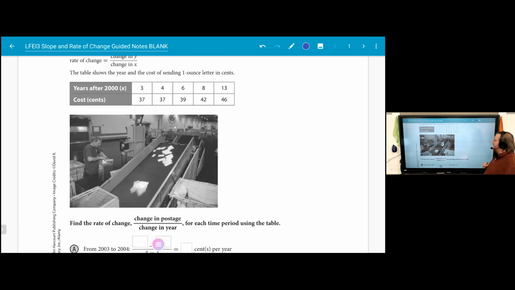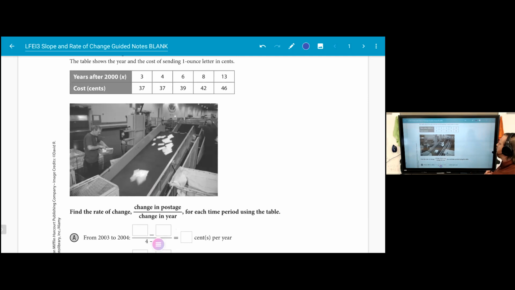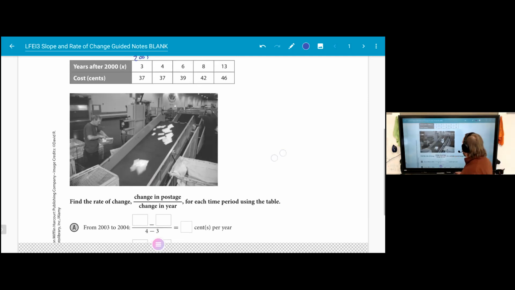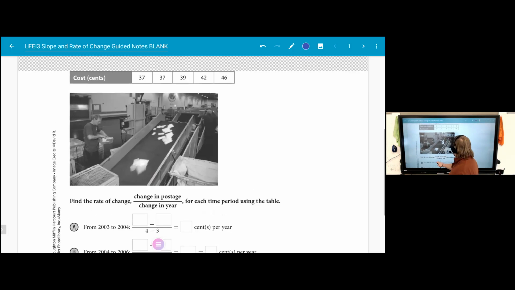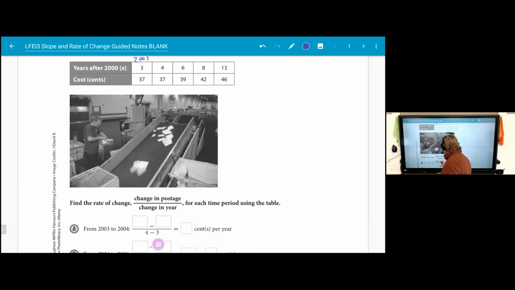We've got this example right here. It says this table below shows the year and the cost of sending 1 ounce letters in cents. So in other words, years after 2000, this would be like 2003, 2004, 6, 8, 13, and how many cents these cost. What we're going to do is find the rate of change between two specific time points. If I go from 2003 to 2004, the change is 37 and 37. Well, there's 0 cents per year change. It's like 0 divided by 1. It doesn't change by anything.